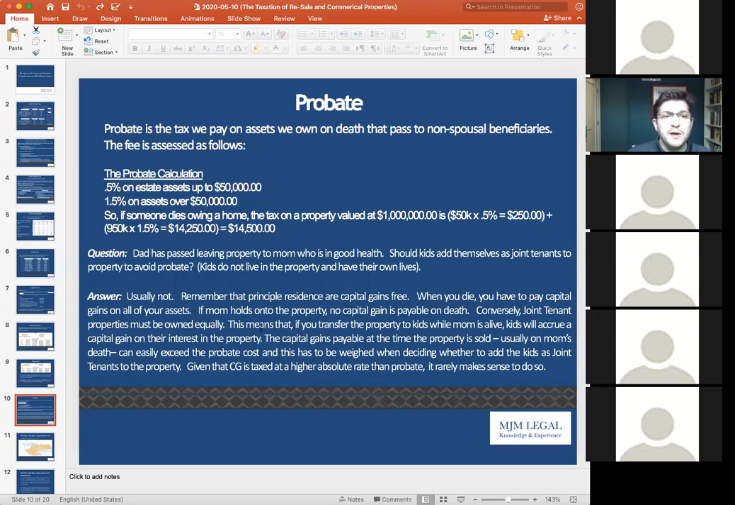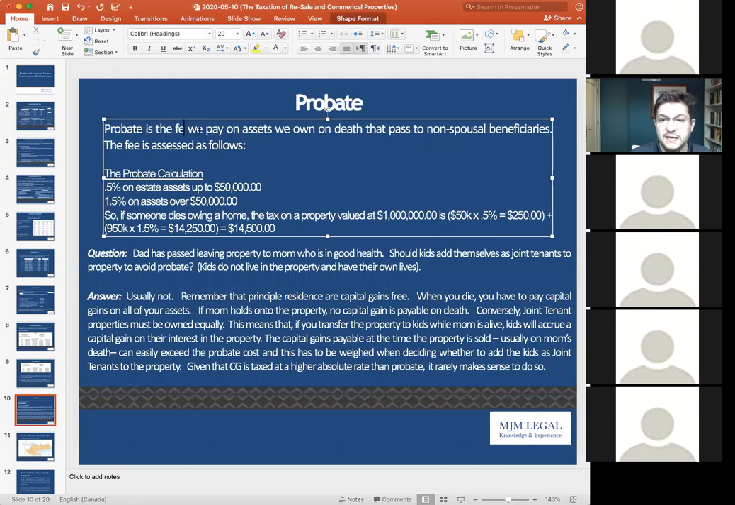Now that we understand capital gains, and now that we understand recapture and depreciation, let's turn our attention to another, it's not really a tax, it's a fee, but it might as well be called a tax, and it's called probate. Let's turn our attention to probate. So probate is the tax, again, it shouldn't be tax, I'm going to change that to fee. There's a technical difference, actually. Probate is the fee we pay on assets we own on debt that pass to non-spousal beneficiaries.